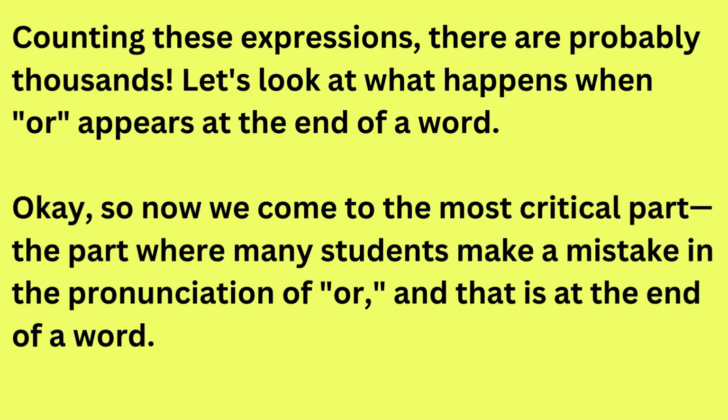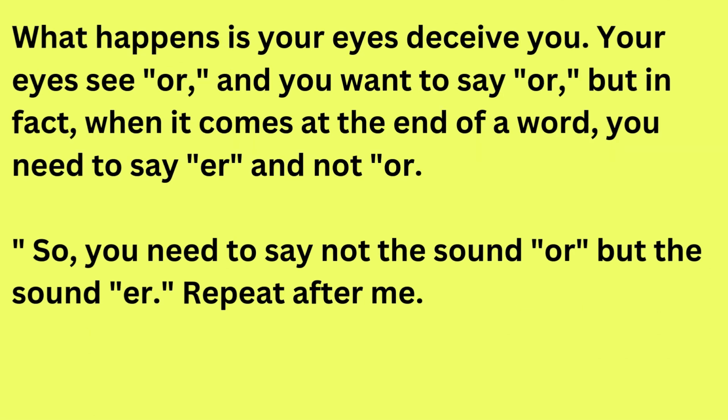Okay, so now we come to the most critical part. The part where many students make a mistake in the pronunciation of "or", and that is at the end of a word. What happens is your eyes deceive you. Your eyes see "or", and you want to say "or", but in fact, when it comes at the end of a word, you need to say "er" and not "or". So, you need to say not the sound "or", but the sound "er".